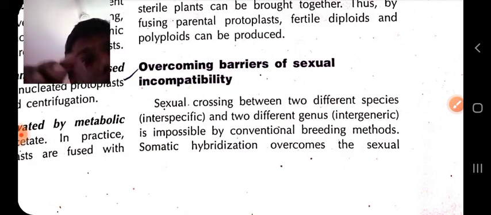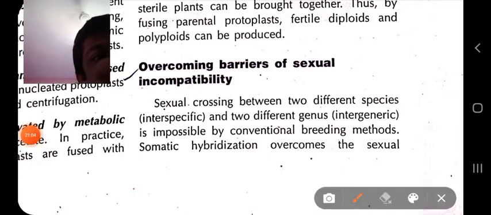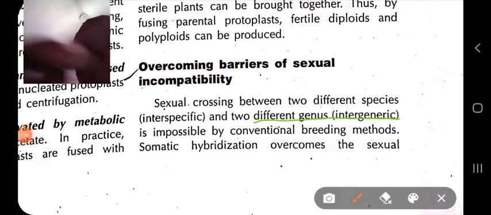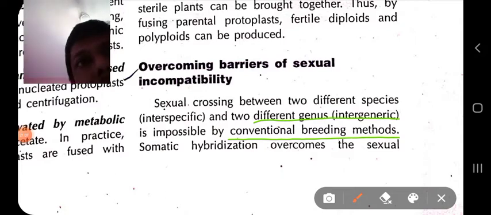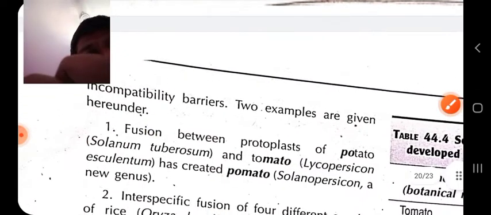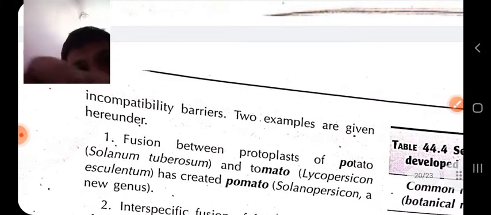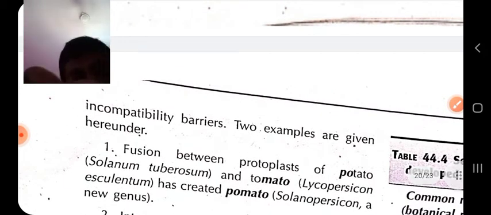So fusion between two different genera cannot be achieved by normal breeding methods. For that we have to go through this process only. So this is the advantage: somatic hybridization overcomes the sexual incompatibility barriers. How? Two examples have been given.